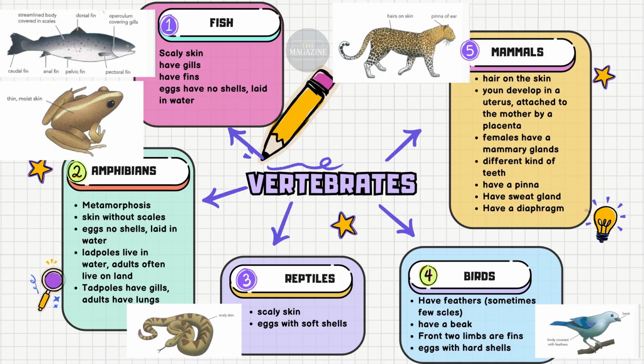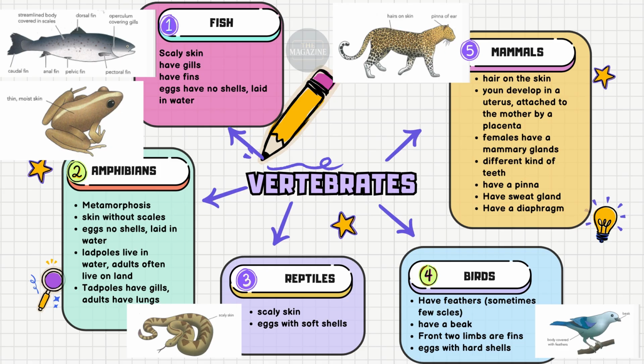Let's move to birds. When we discuss birds, they have feathers and they have a beak. Some of them have a few scales. Their upper or front limbs are converted into wings. They lay eggs with shells, and they have lungs. It's the easiest one. So this is the overall picture about birds.